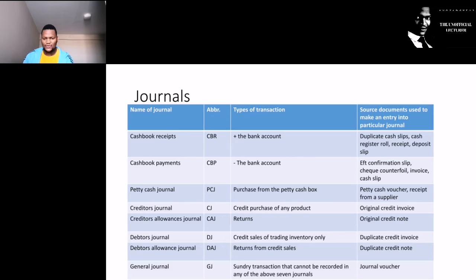Third one, we have what we call the petty cash journal. Remember what I said, what was petty cash? Petty cash, we said, is a small amount of money that we keep in the business that we use to buy small items that we might need, being your water, your food for meetings, your small items. We will use the petty cash journal. The source document for the petty cash journal is a petty cash voucher.